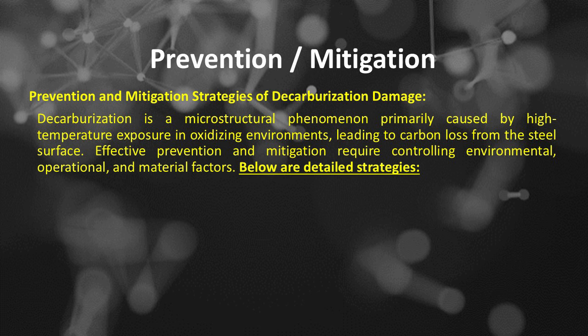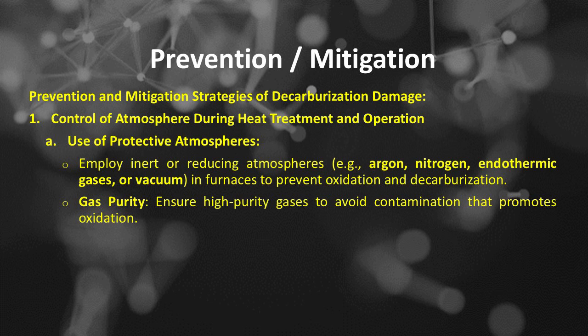Prevention and mitigation strategies of decarburization damage. Decarburization is a microstructural phenomenon primarily caused by high-temperature exposure in oxidizing environments, leading to carbon loss from the steel surface. Effective prevention and mitigation require controlling environmental, operational, and material factors. Below are detailed strategies. Number 1 is control of atmosphere during heat treatment and operation. Number A, use of protective atmospheres: employ inert or reducing atmospheres such as argon, nitrogen, endothermic gases, or vacuum in furnaces to prevent oxidation and decarburization.